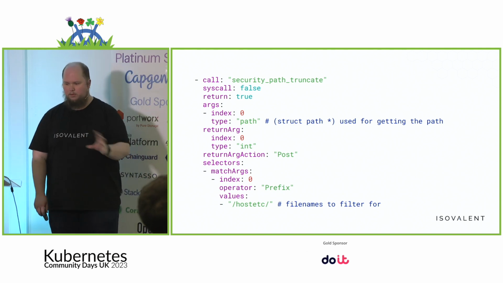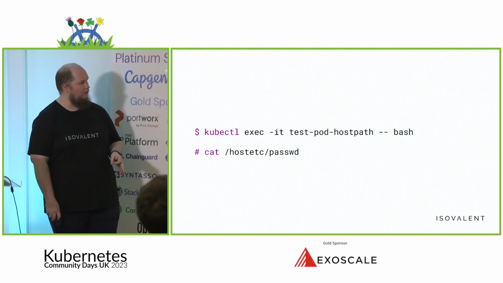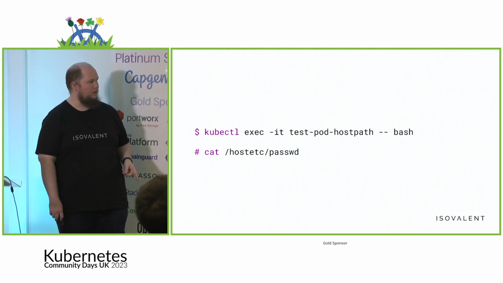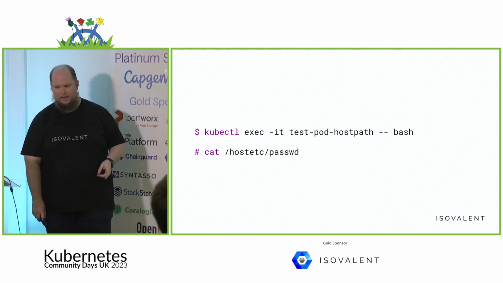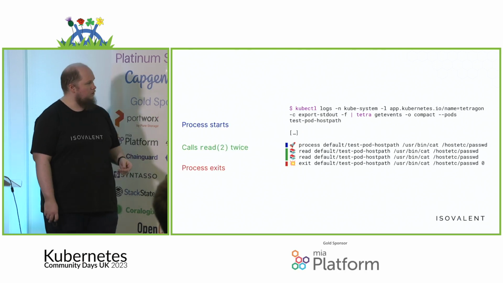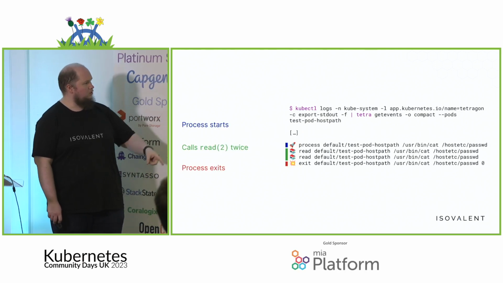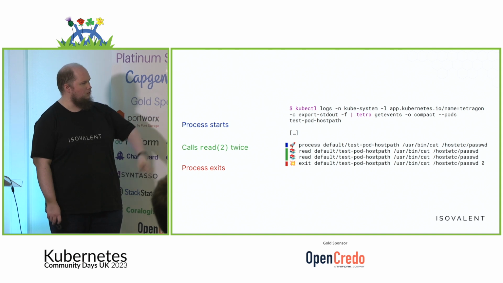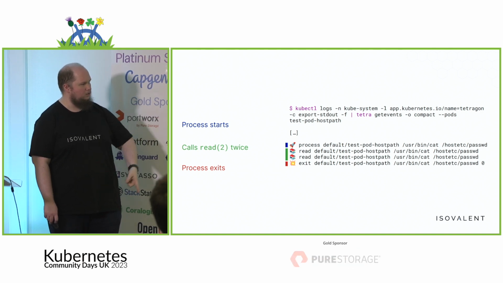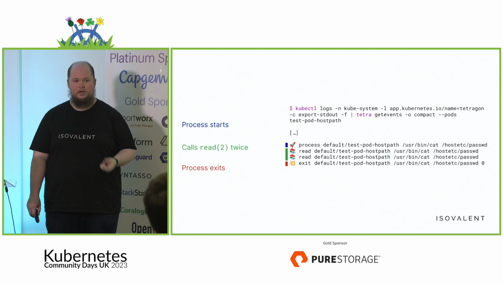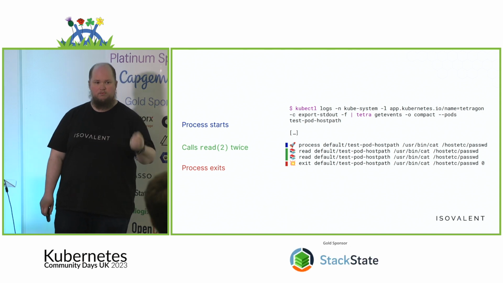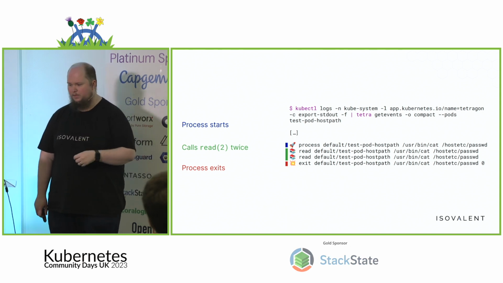So putting all of that together, we have another thing, and we're going to go and read that host etc password file again. And what do we see? Well, we see that the process starts, we see that it calls read twice on host etc password, and then exits, which is exactly what we wanted to see. We can observe that it has read a file, and we know which file it's read.